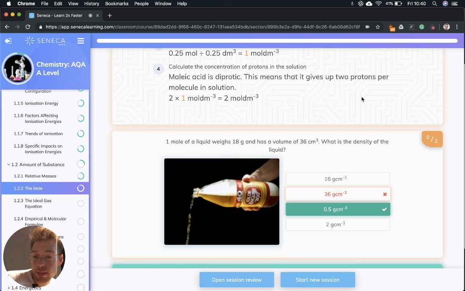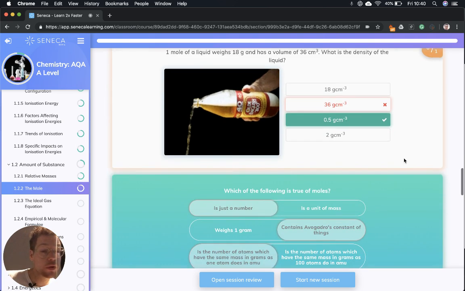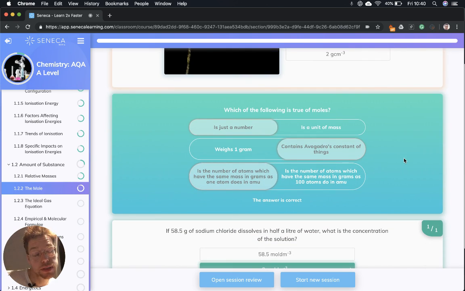Okay? So let's change things up a bit, and I'm going to tell you that a mole of liquid weighs 18 grams and has a volume of 36 centimeters cubed. What's the density of the liquid? Do you know how we do that? Well, all we do is we take the grams and we divide that by the volume. So it's just 18 divided by 36, which gives us 0.5 grams per cm cubed.